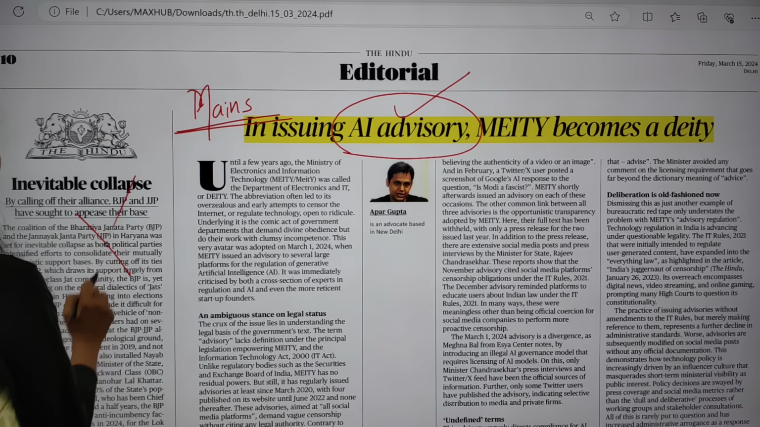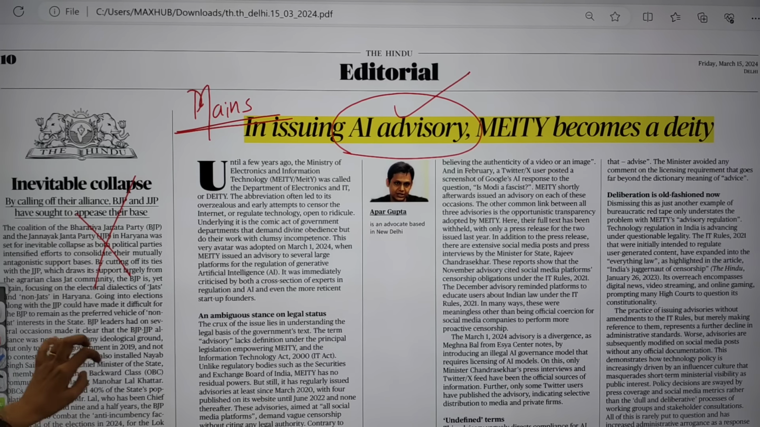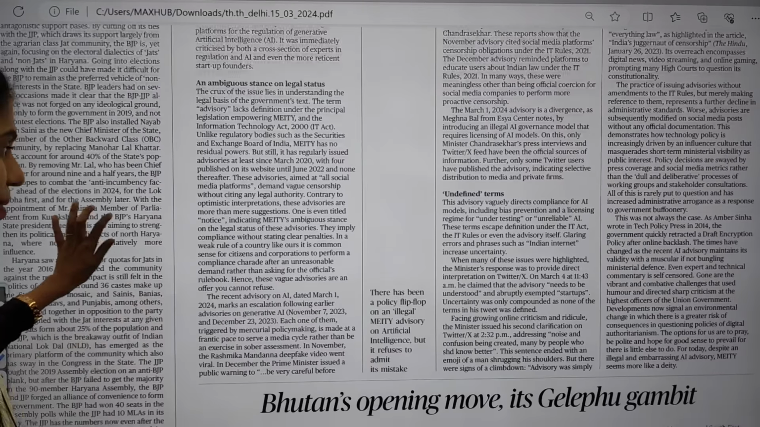This article is not at all important. It is about the alliance between BJP and JJP. So you are not bothering about that.